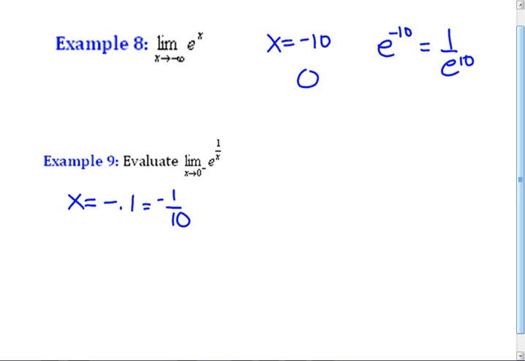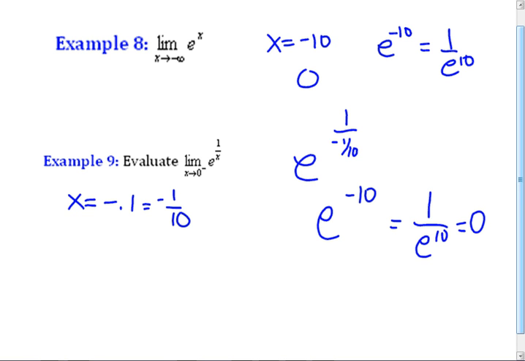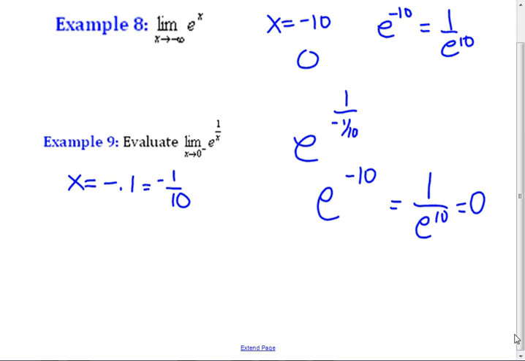So what are we going to put in here? It's e to the 1 over negative 1/10. So it's e to the negative 10, which is 1 over e to the 10th, which is 0. I know what it looks like. We can look at it. Want to look at it?